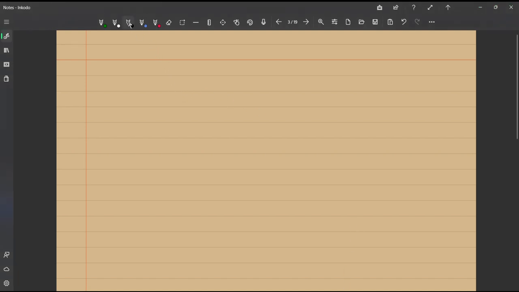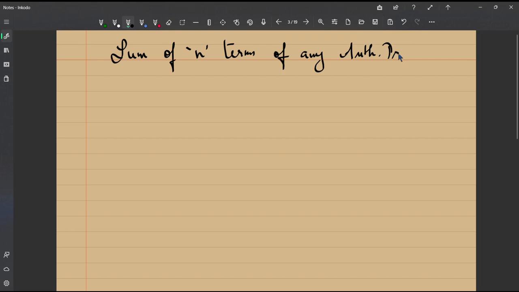Hello everyone. In this video, we are going to find out the sum of n terms of any arithmetic progression. In order to do the same, let us understand the concept of average first. What is average? Though you may think that I'm going out of track, just keep this in mind because we'll use it further down in our deduction of the sum of n terms of any arithmetic progression. So what is an average?